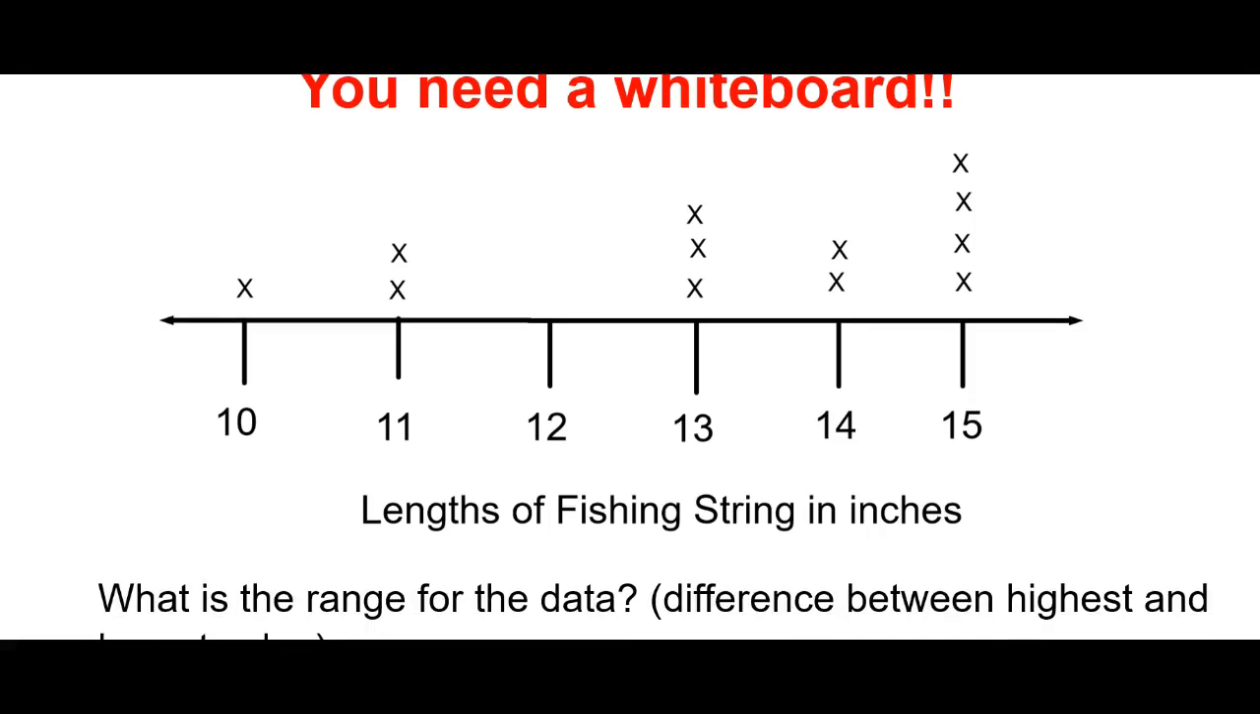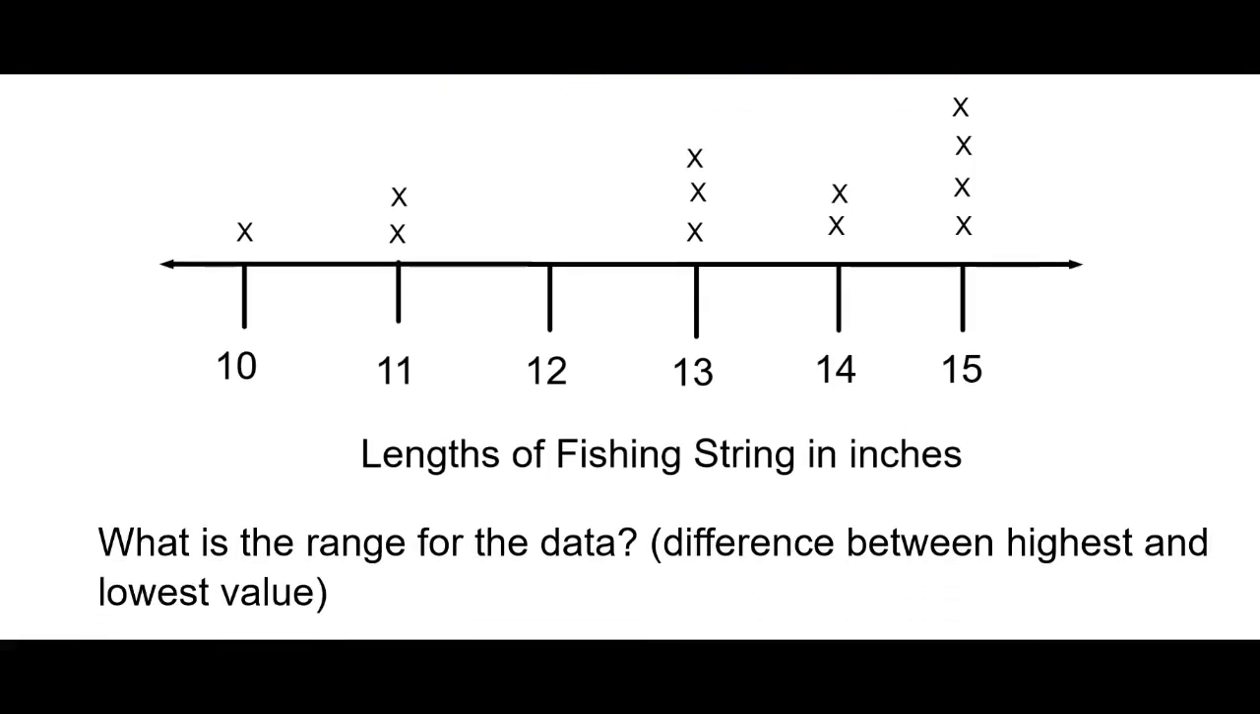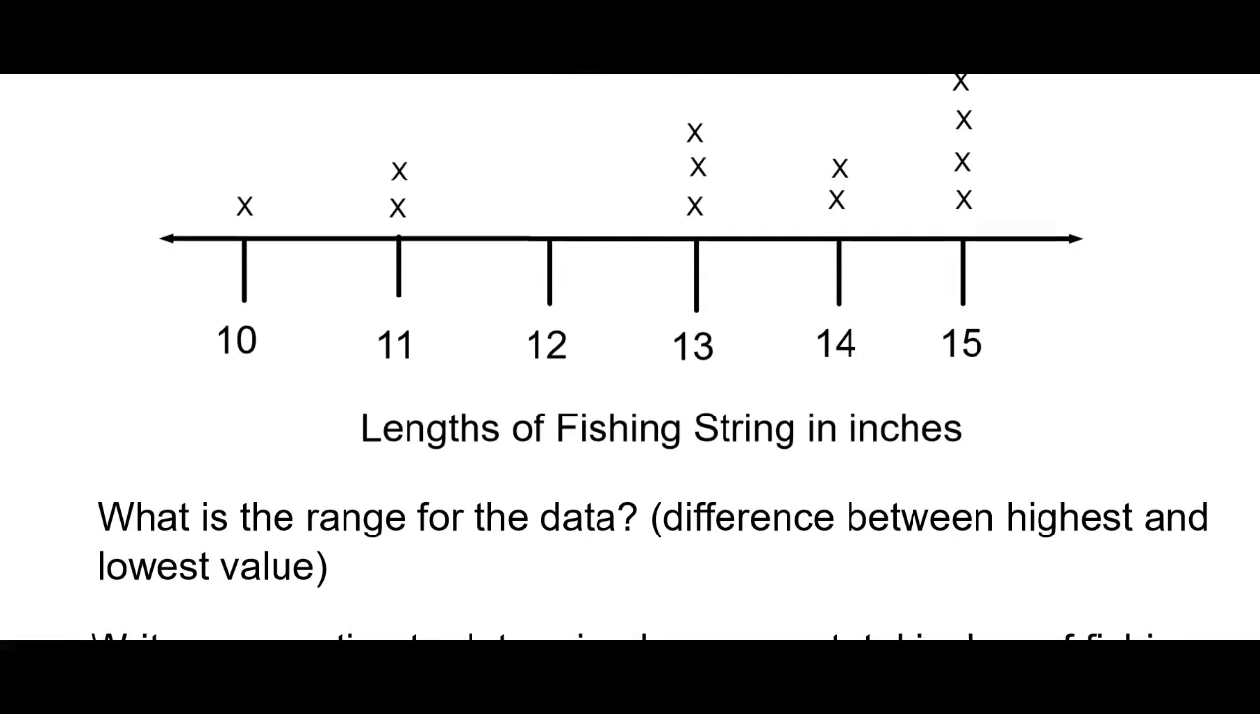What we're going to do is use that data and do some math with it. The first thing that we can talk about is finding the range. The range is a math word for the difference between the highest and the lowest value in the data. Values are the numbers that are on your scale, the pieces of information that were recorded when you did your line plot. Our highest value is 15 and our lowest is 10.